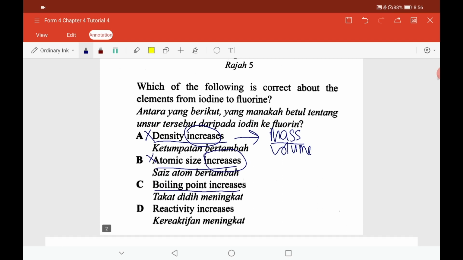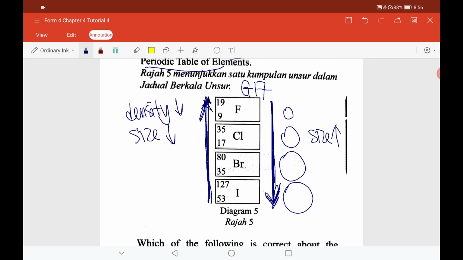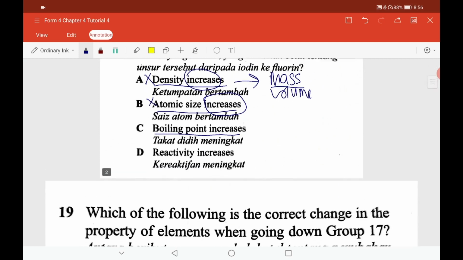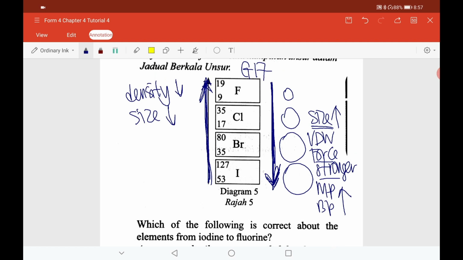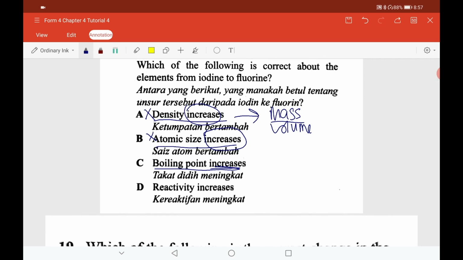C, the boiling point will increase. Okay, this is something we learned. Going down the group, the size will increase. When the size increases, van der Waals force becomes stronger. When the van der Waals force is stronger, the melting and boiling point should increase. This is when we move down the group. When we move up the group, terbalik: the melting point and boiling point will decrease. So they say increase, so it's wrong.